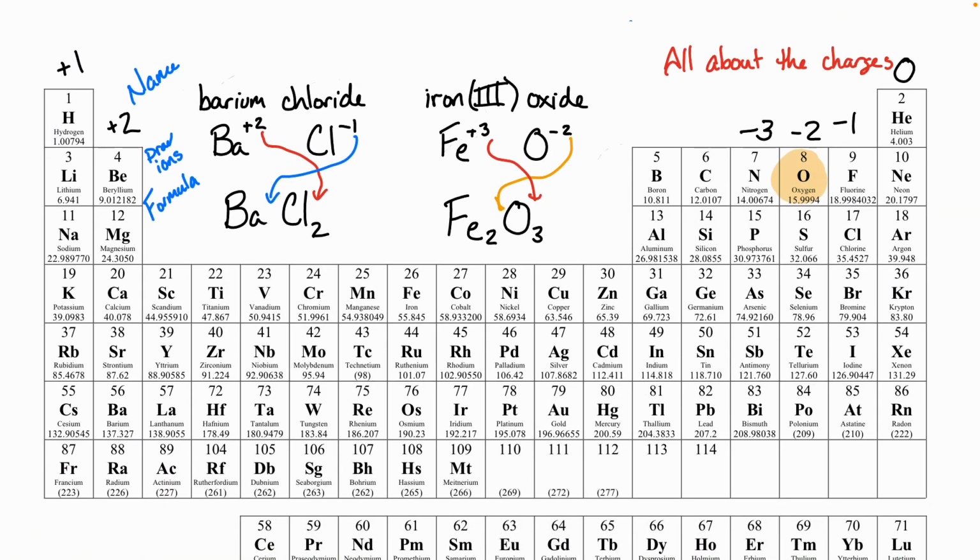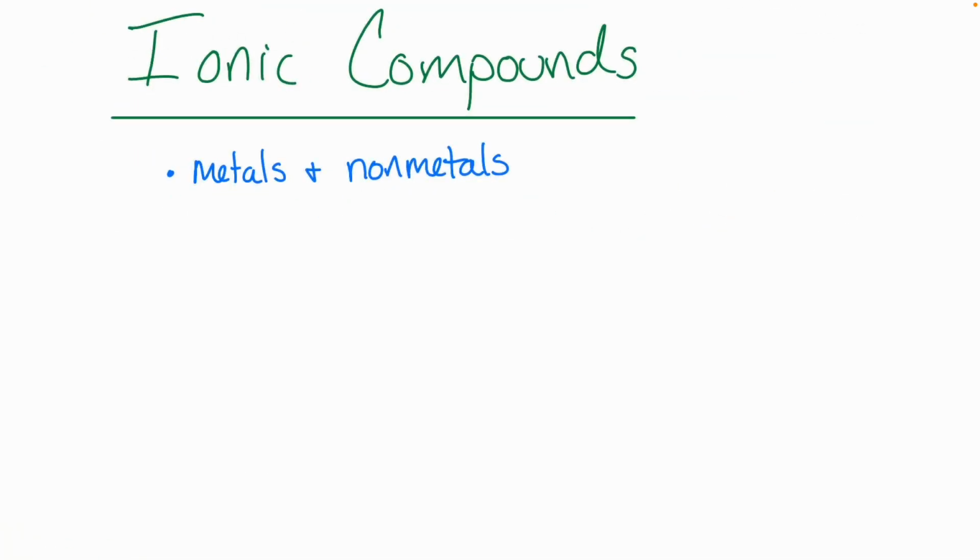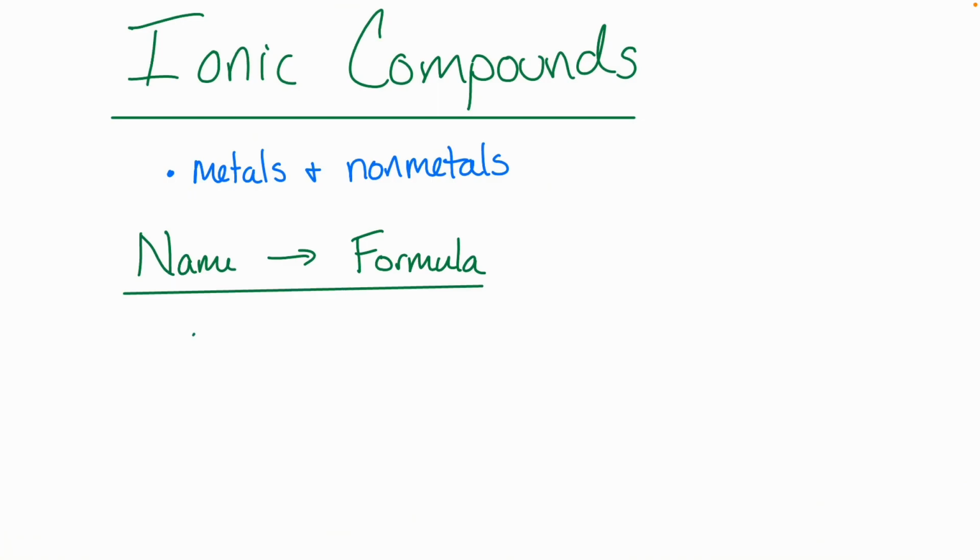Okay, so let's just sort of write out here step by step. Ionic compounds, again, we said that they always consist of metals and nonmetals. All right, for this name to formula game, you're going to make sure to draw your ion symbol with the charge, and the charge is the most important part because that's what this whole game is about, right?